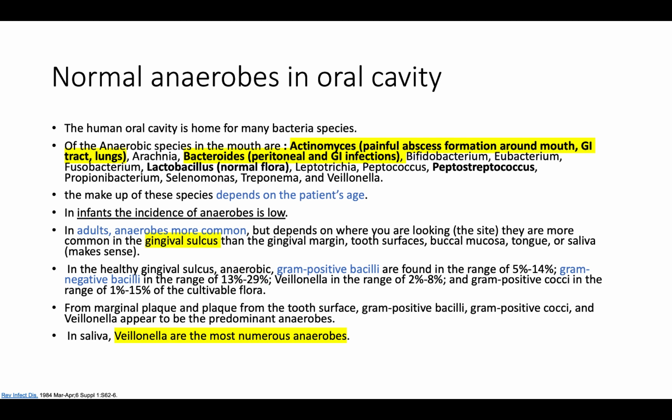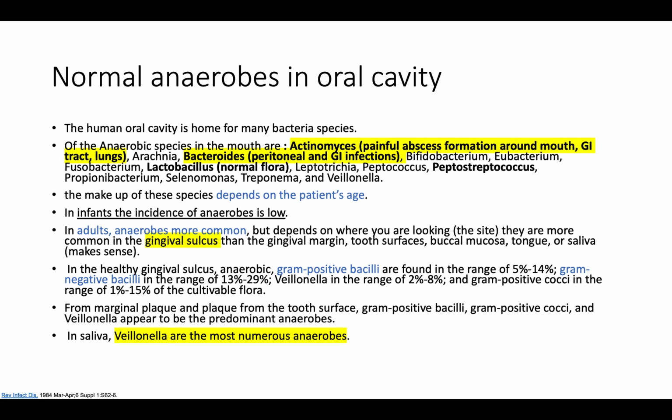Bacteroides, again, cause GI infections and mouth infections. Bifidobacterium is important. Fusobacterium. Lactobacillus is normal flora and is commonly known to help in the digestion of many foods, especially dairy products. Peptostreptococcus as well. These are the more common ones that we need to know.